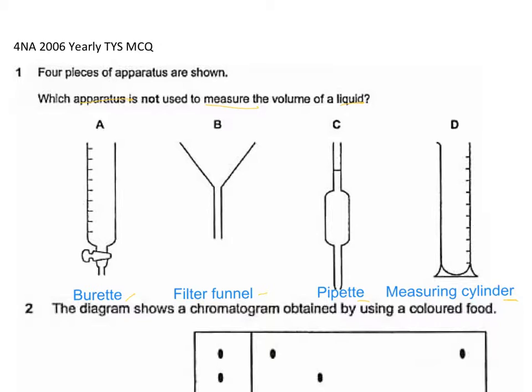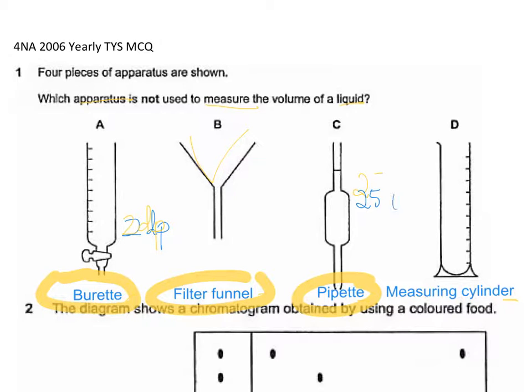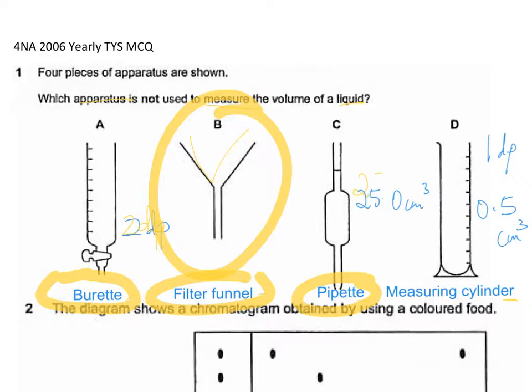Now to take note, the burette can actually measure up to an accuracy of 2 decimal places. The filter funnel usually holds the filter paper. The pipette measures an exact volume of 25.0 cubic centimeters. Whereas for the measuring cylinder, you usually have an accuracy of 1 decimal place, to 0.5 cubic centimeters, or 0.0. Therefore, the answer is B.